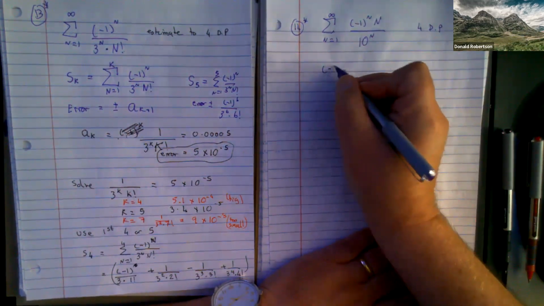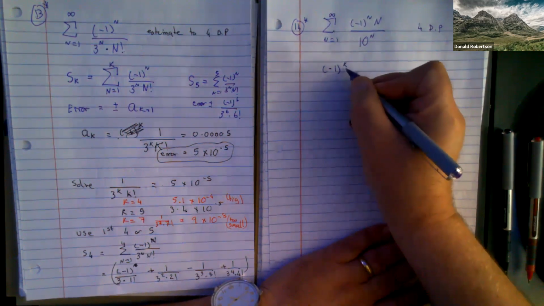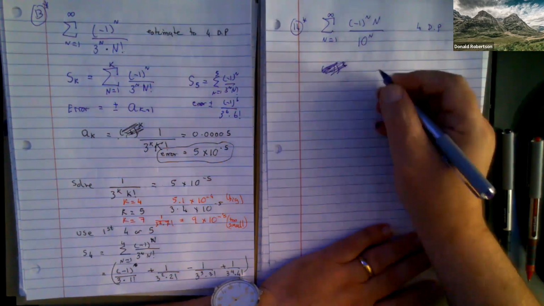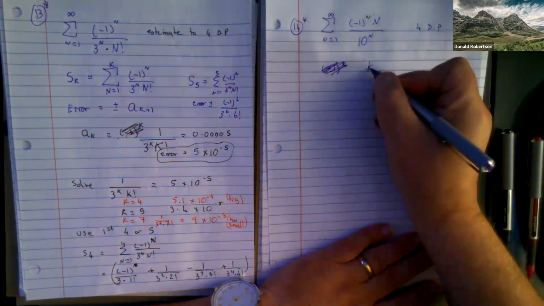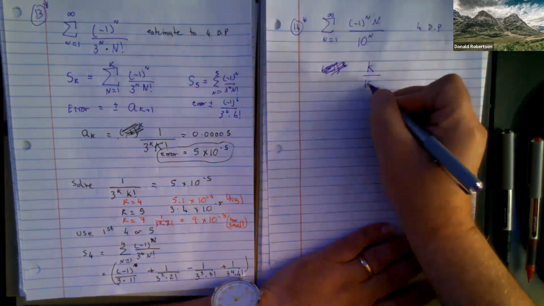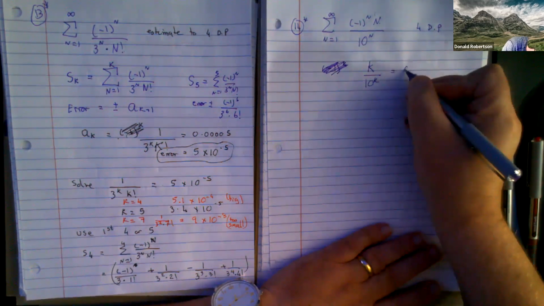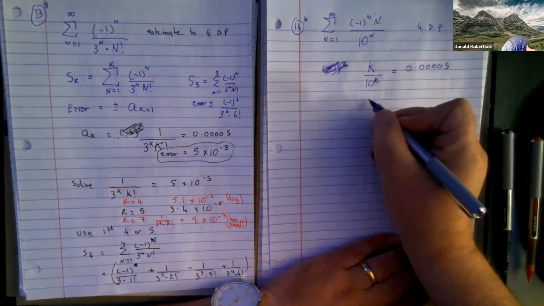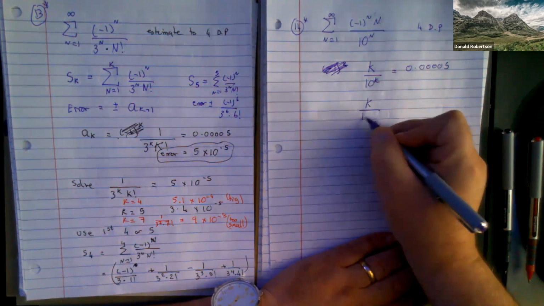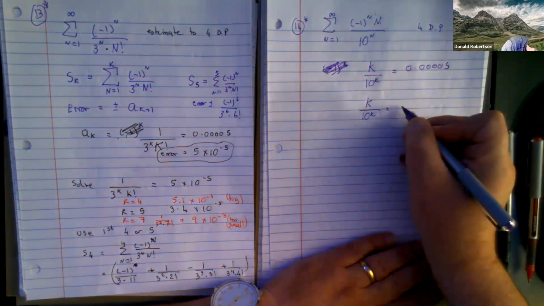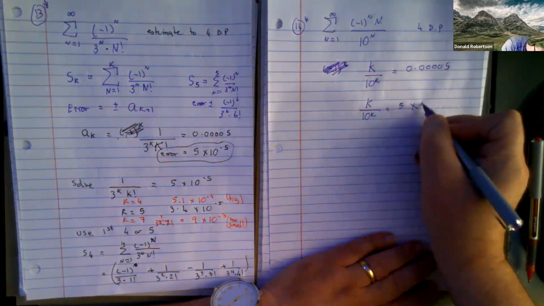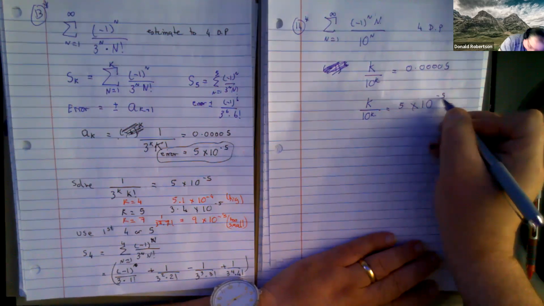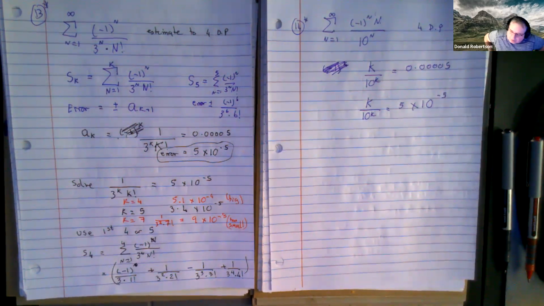So I'm going to do negative 1 to the k. There, I did that again. You don't need that guy. I just need the rest. So k over 10 to the k to be equal to 0.00005. So I'm looking for k over 10 to the k to be as close as we can get to that. So if k equals 5, I'll probably need 5 terms. If k equals 3, I'll need 3 terms, right?